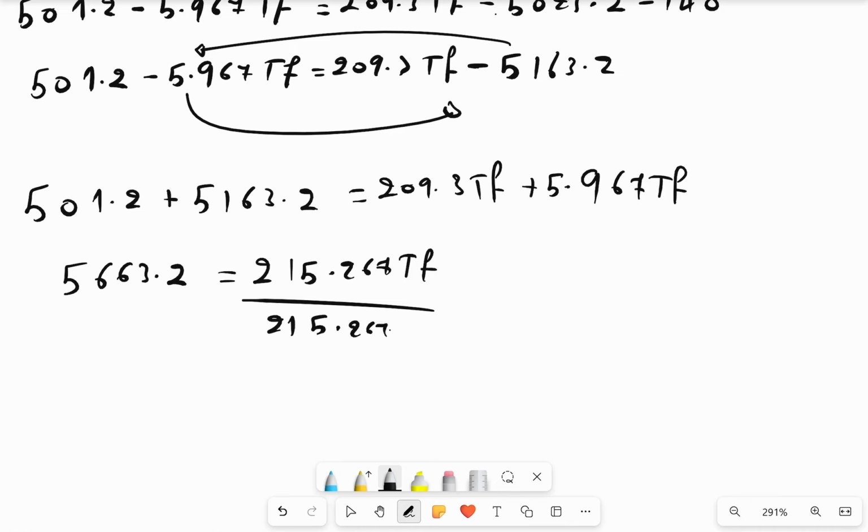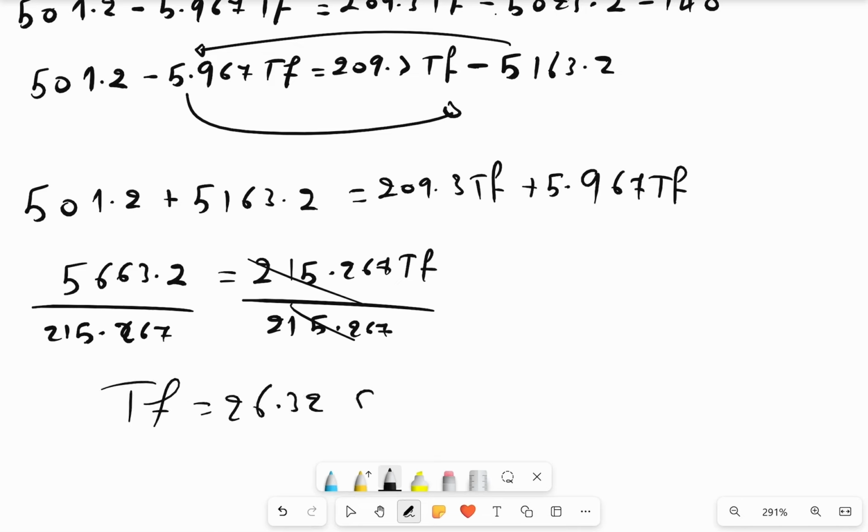Divide this by this number. Divide the other side too. So 267 cancels. T final is going to be equal to 26.32 Celsius. This is the final temperature of the silver and water mixture.